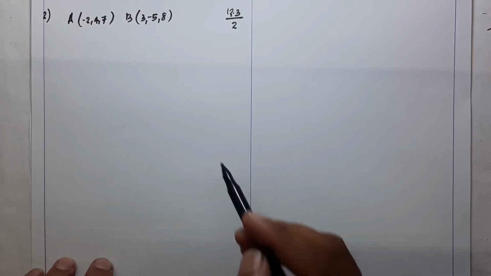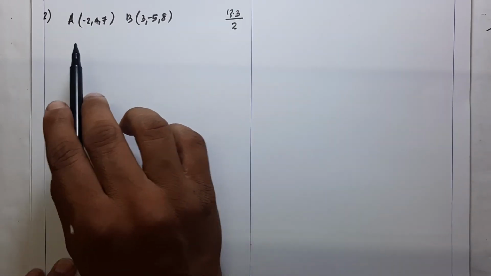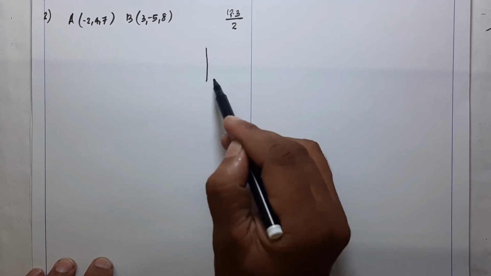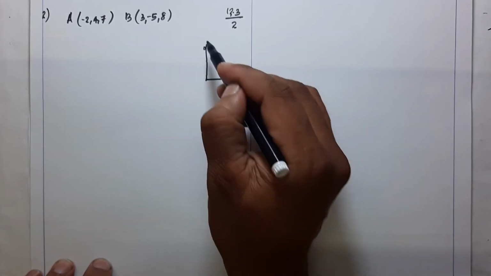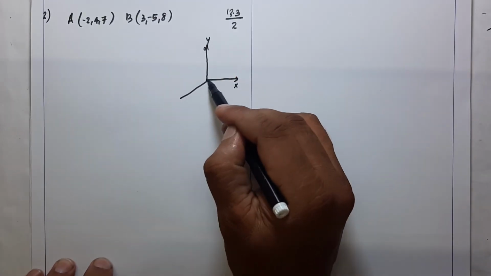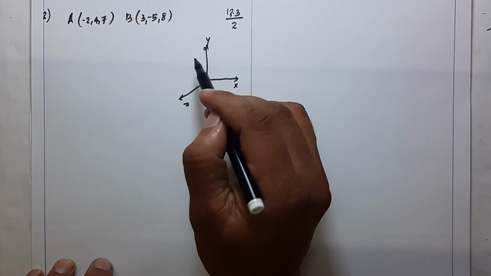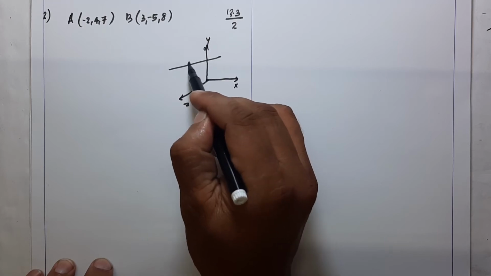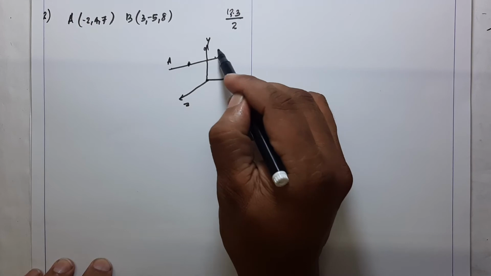That means the given line AB crosses the YZ plane. Here is X, Y, and this is Z. YZ plane means points lie in this plane. A line crosses the YZ plane. Suppose this is the crossing point. The given line passes through two fixed points A and B.